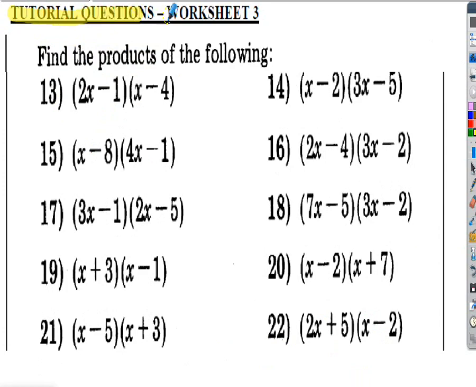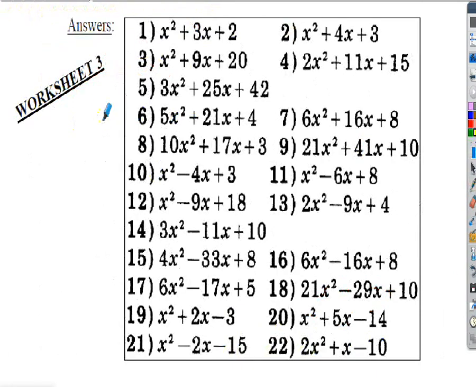Tutorial questions, worksheet 3 continued. Asked to find the products again of the following. This is questions 13 through to question 22. And again the expansions are as shown on the previous slide. I would encourage you to start the presentation and attempt these questions. The answers are shown on the following slide. Worksheet 3, answers are shown here for questions 1 through to 22.